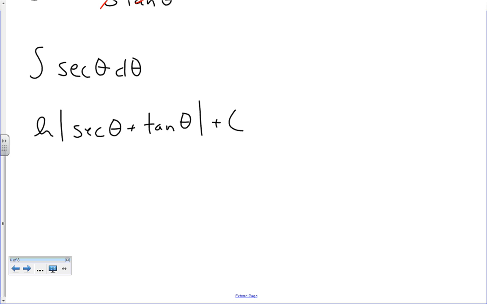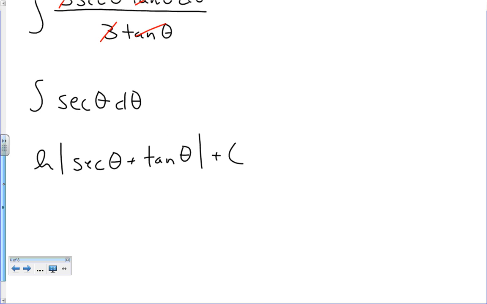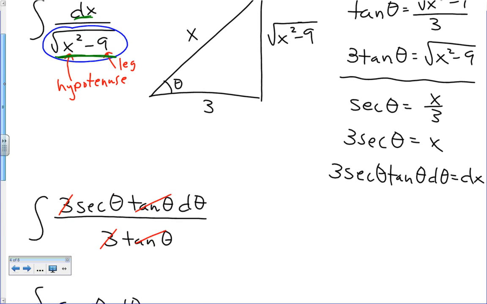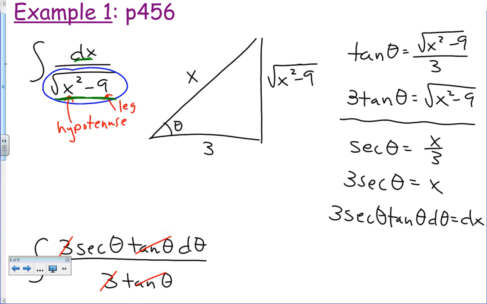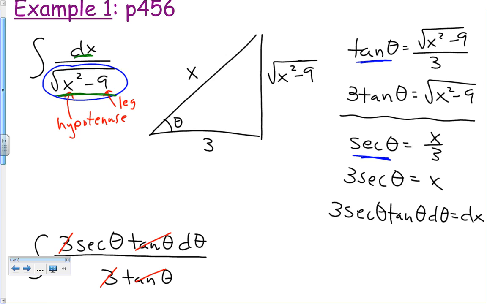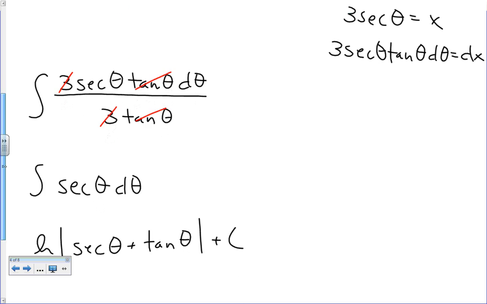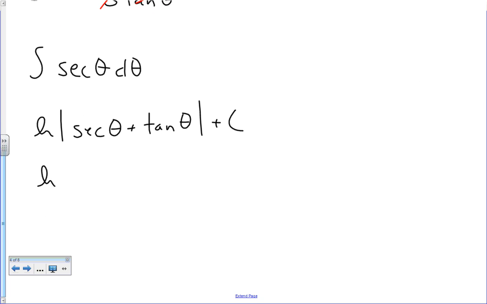Well, I started out with a problem in terms of x. I should write my answer in terms of x. So I got to go back and find out what secant of theta and tangent of theta are equal to. Well, I actually already wrote those down over here. Right here is tangent of theta. Here's secant of theta. So all I have to do is substitute those guys in. So let's replace the secant of theta with x over 3. It's the natural log of the absolute value of x over 3.